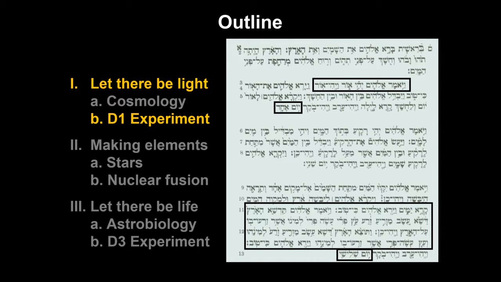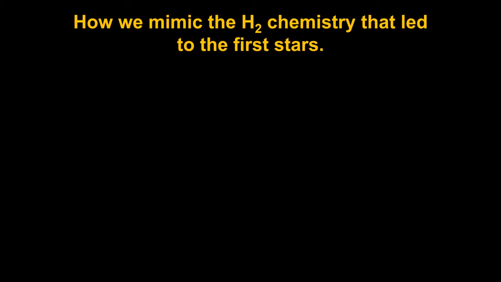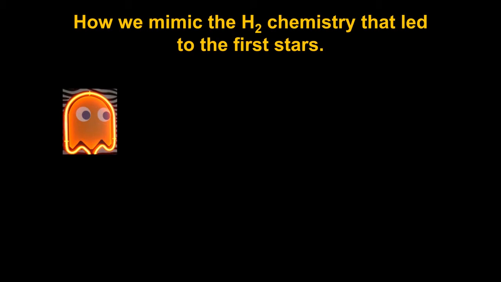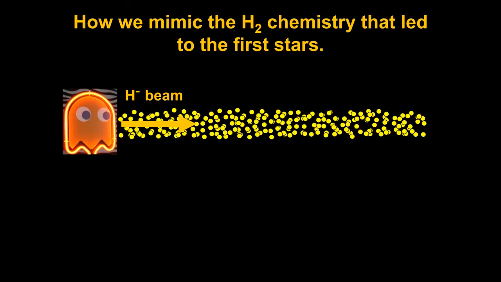Let me describe the experiment by which we simulate the chemistry that led to the formation of the first star. We have a gas discharge, which basically is just a gas that we put an electrical current through, and we create H-, and we make a beam of H-. So here's our beam of H-. Now we have to convert some of the H- into atomic hydrogen, neutral atomic hydrogen.